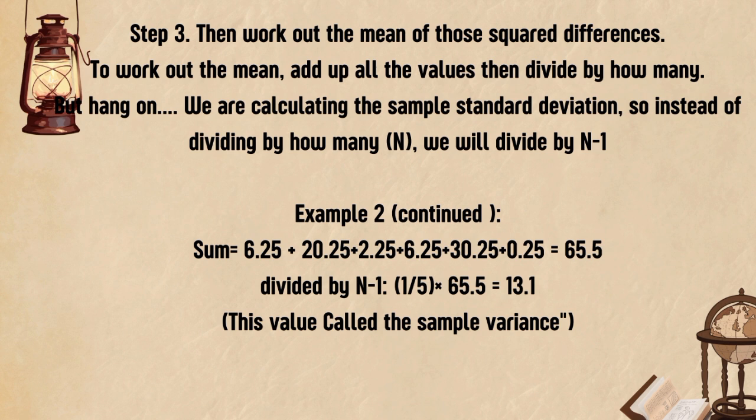So, i-add muna natin yung sagot sa step 2. 6.25 plus 20.25 plus 2.25 plus 6.25 plus 30.25 plus 0.25 is equals to 65.5. 65.5 ay i-divide dun sa number or bilang na nasa ibaba. So, 6 minus 1 is equals to 5. So, 65.5 divided by 5 is equals to 13.1.